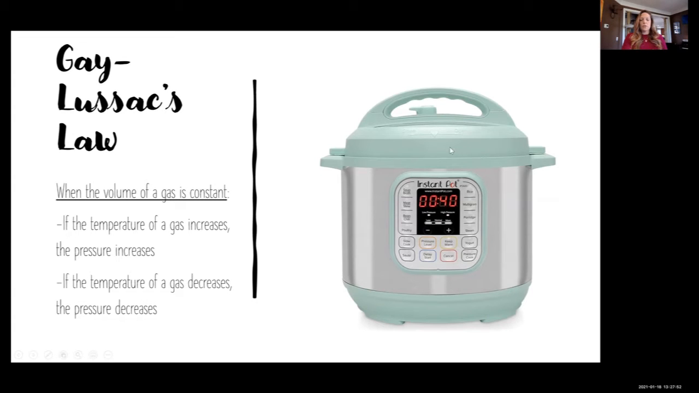And as long as you don't allow the volume to change, you keep this little knob closed and you keep the lid on, then you're going to build pressure. And the pressure and the temperature together actually help break down the proteins in the food faster, which is why your food cooks faster in a pressure cooker.